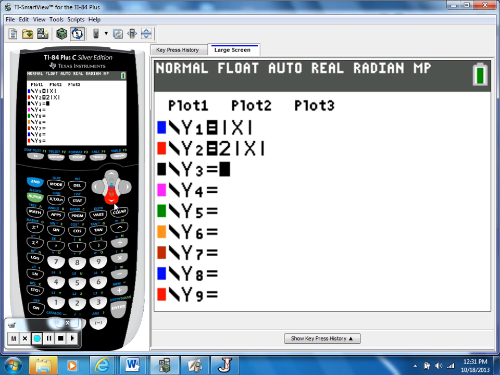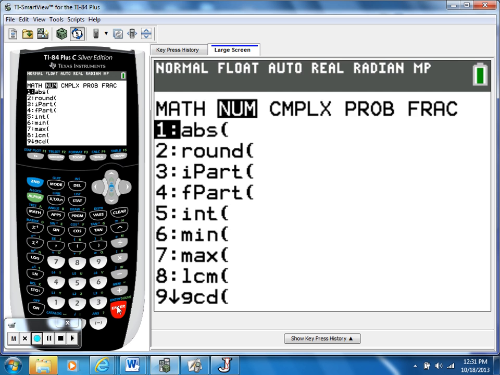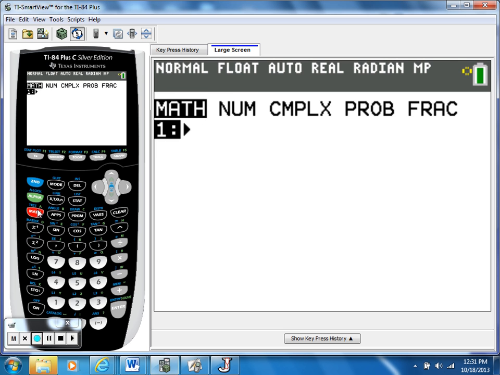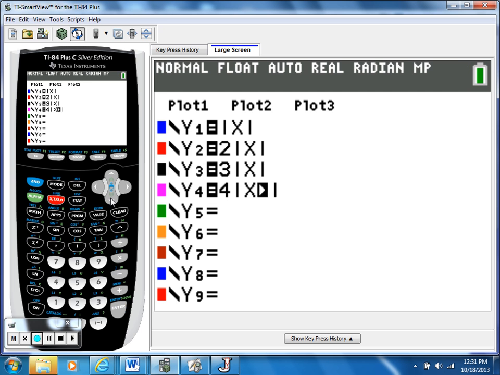Go ahead and if you can at this time, do the rest of them. 3 and 4. 3, Math, Num, enter, X, down. 4, Math, Num, enter, X, down. After a while, you start getting good at it, right?